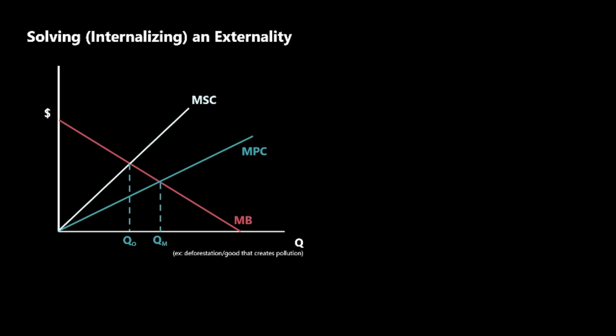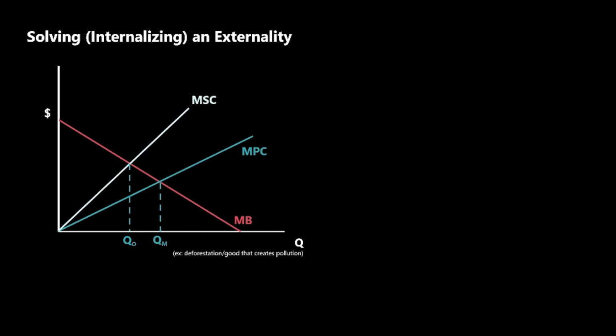This video covers how we can go about solving or internalizing an externality. So up until this point, we've defined what a negative externality is. That is, it's a cost imposed on a third party. And we've outlined why it is that markets would leave us at QM, but society would be better off if we were at this solution of QO. That would be the socially optimal quantity.